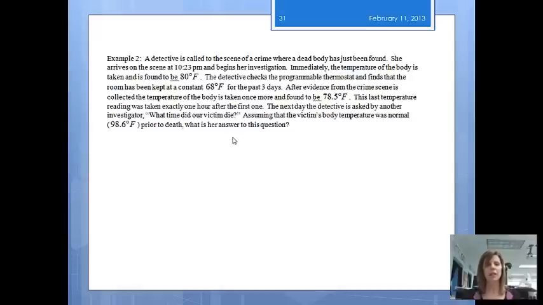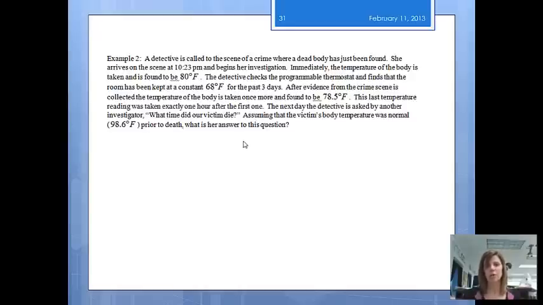The detective checks the programmable thermostat and finds that the room has been kept at a constant 68 degrees for the past 3 days. After evidence from the crime scene is collected, the temperature of the body is taken once more and found to be 78.5 degrees Fahrenheit. This last temperature reading was taken exactly 1 hour after the first one. The next day, the detective is asked by another investigator, what time did our victim die?